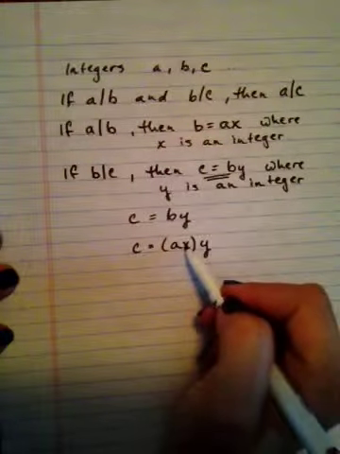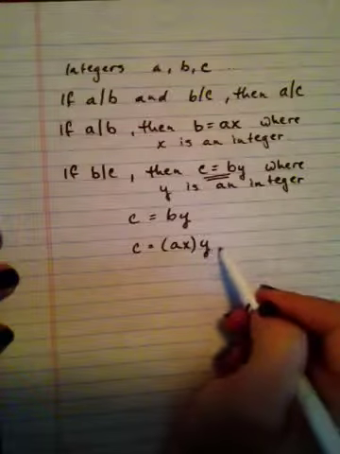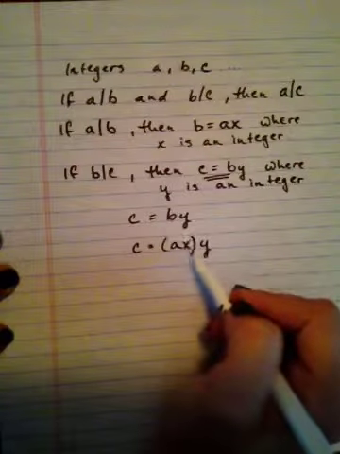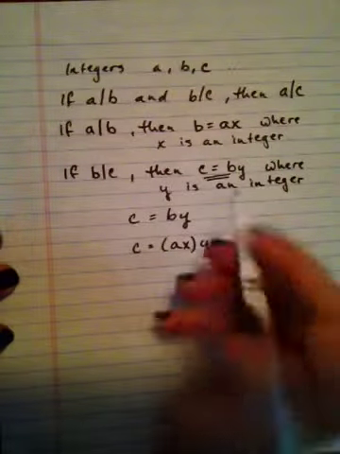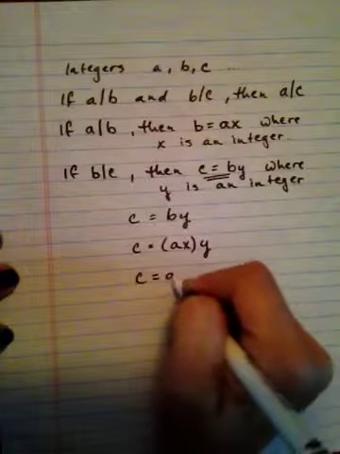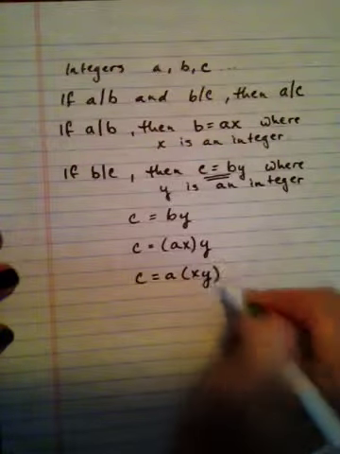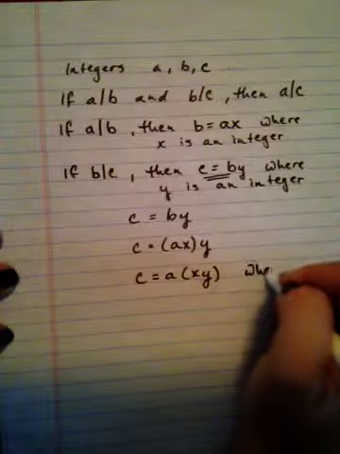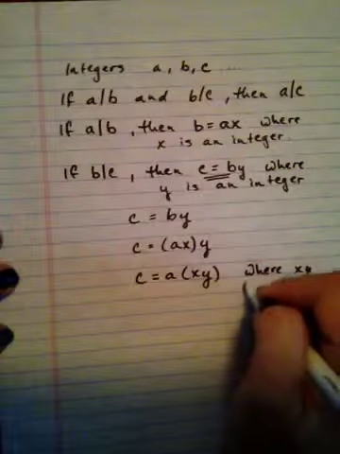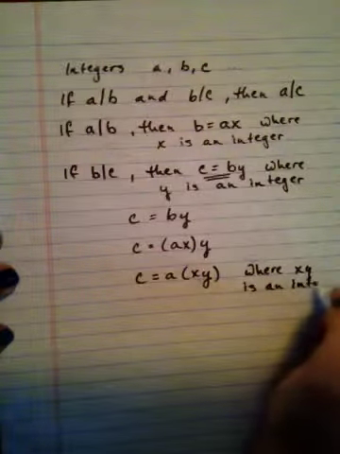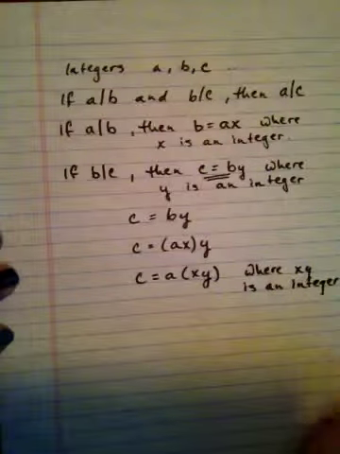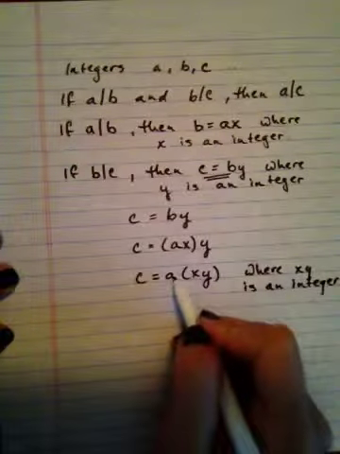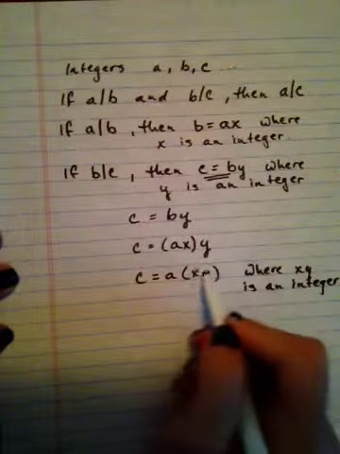Now, this is a times x, the quantity a times x times y, but multiplication is associative, so I can actually move my parentheses from around ax onto around xy. So I could say that this is c equals a times xy. Now what's important to note is that xy is an integer. And I know that because both x and y are integers as previously stated. So xy is an integer, and I have c equals a times some integer xy.